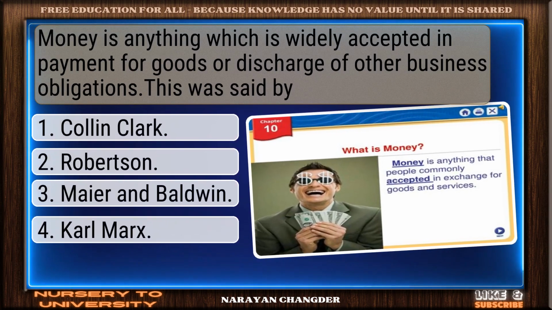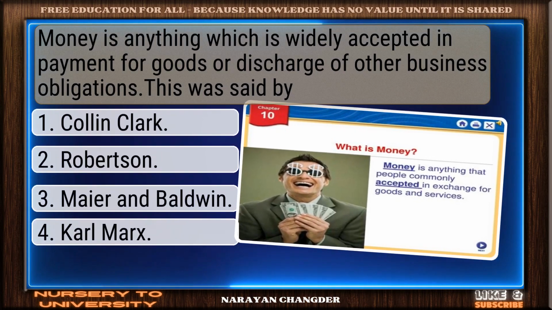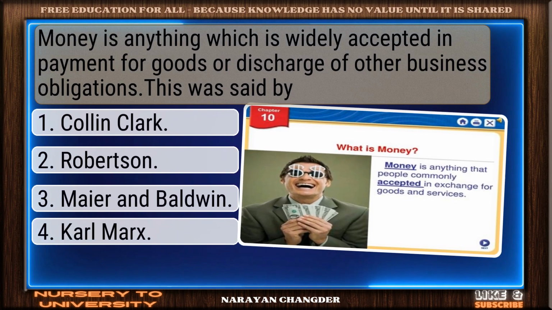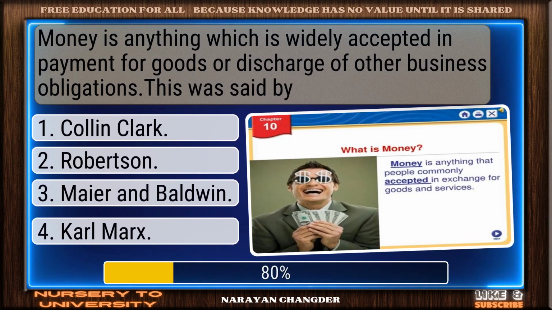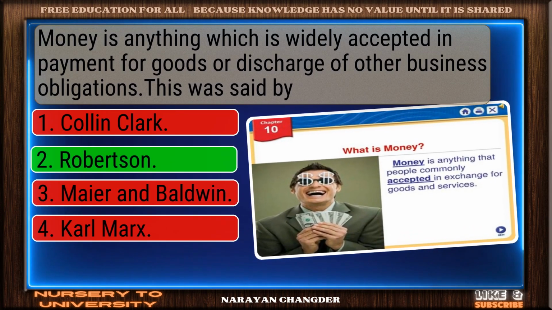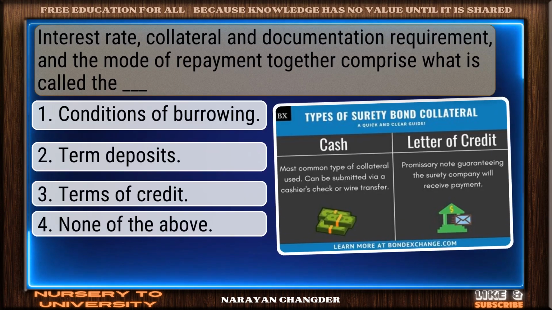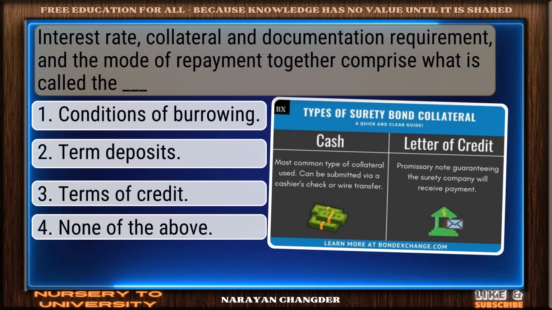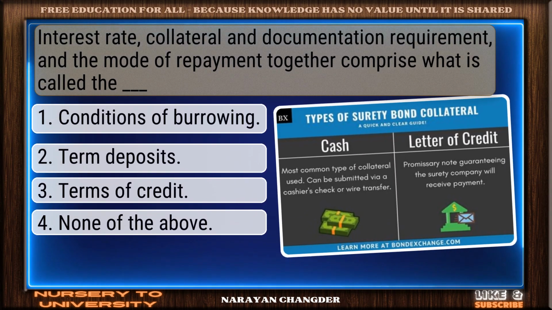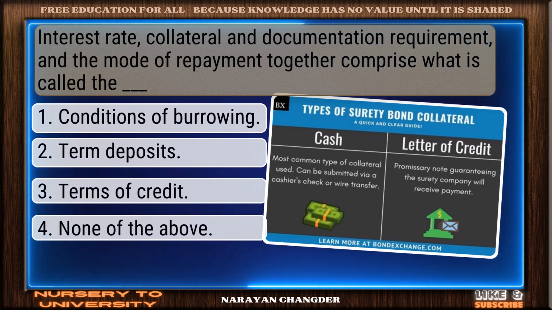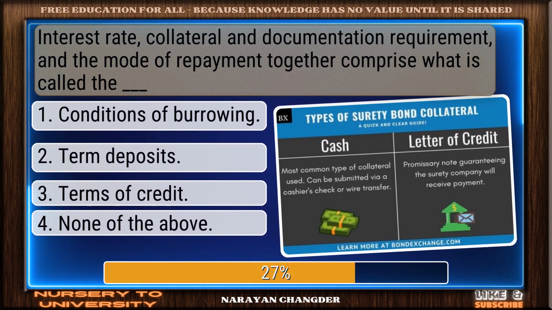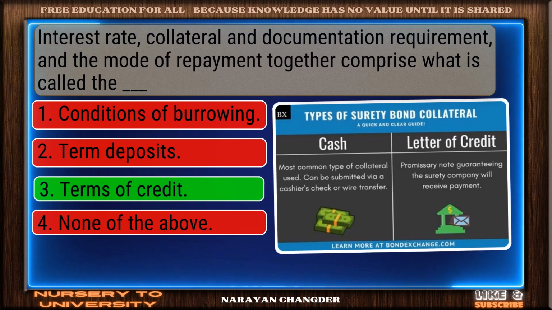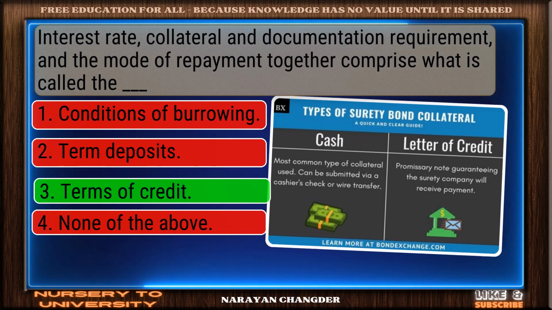Money is anything which is widely accepted in payment for goods or discharge of other business obligations. This was said by. Nicely done. Robertson is solid. Interest rate, collateral and documentation requirement, and the mode of repayment together comprise what is called the dash. Nice selection. Terms of credit is correct.